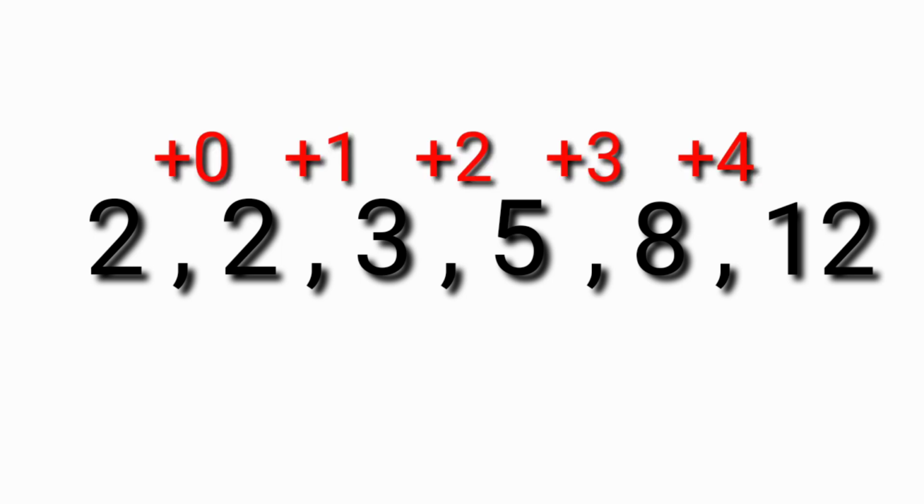Okay, look at this number pattern: 2, 2, 3, 5. First, let us find the difference between these numbers. Here, 2 plus 0 is 2. 2 plus 1 equals 3. 3 plus 2 equals 5. 5 plus 3 equals 8. 8 plus 4 equals 12. Here we add 0, 1, 2, 3, 4.